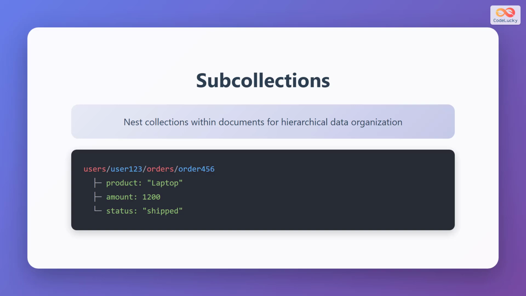Subcollections allow you to nest collections within documents for hierarchical data organization. For example, you might have a users collection, then within a specific user document like User123, you can have an orders subcollection. Inside that subcollection, individual order documents like Order456 can contain fields such as product laptop, amount 1200, and status shipped. This nested structure is perfect for organizing related data while keeping your database clean and logical.